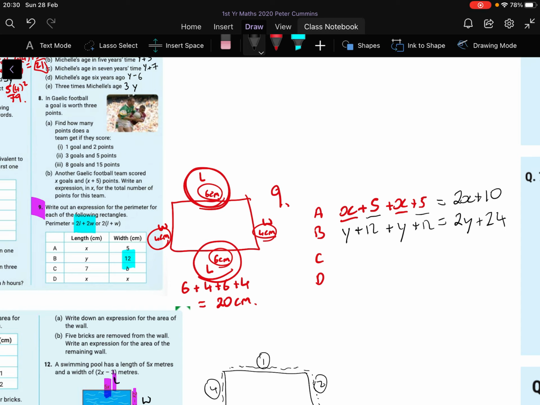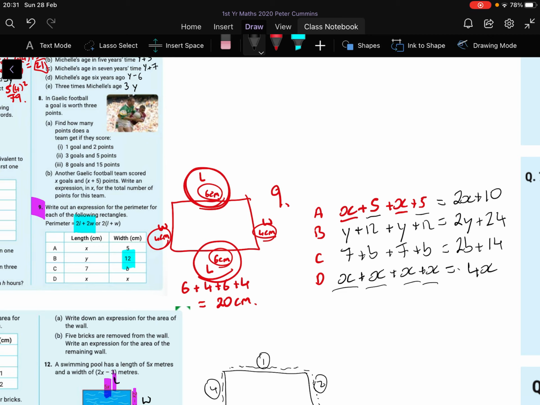For C, our length is 7 and our width is B. So it's exactly the same again. 7 plus B plus 7 plus B. So we end up with 2B plus 14. 7 and 7 is 14. And for D, now they've given us no numbers at all. They're saying the length is X and the width is X. Okay, so right, let's write it in. Same process though. X, length, plus width is X, plus the length is X, plus the width is X. So we add them, they're all the same. So we only have one thing to add. X plus X plus X plus X is 4X's. Remember, not X squared, or X to the power of 4, because it's adding.